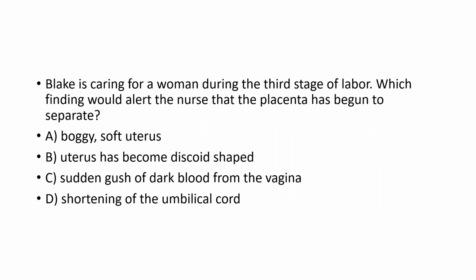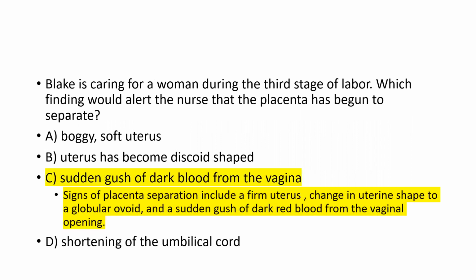The nurse is caring for a woman during the 3rd stage of labor. Which finding would alert the nurse that the placenta has begun to separate? Nice. Signs of placenta separation include a firm uterus, a change in uterine shape to a globular ovoid, and a sudden gush of dark red fluid from the vaginal opening.